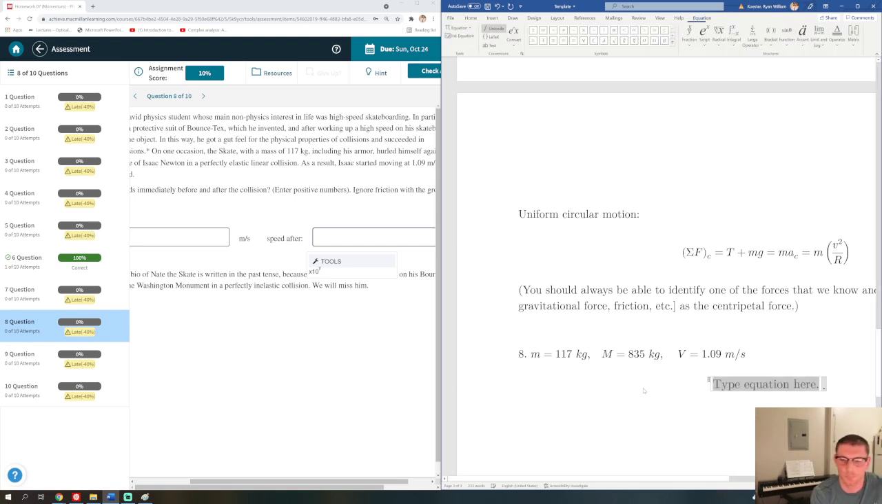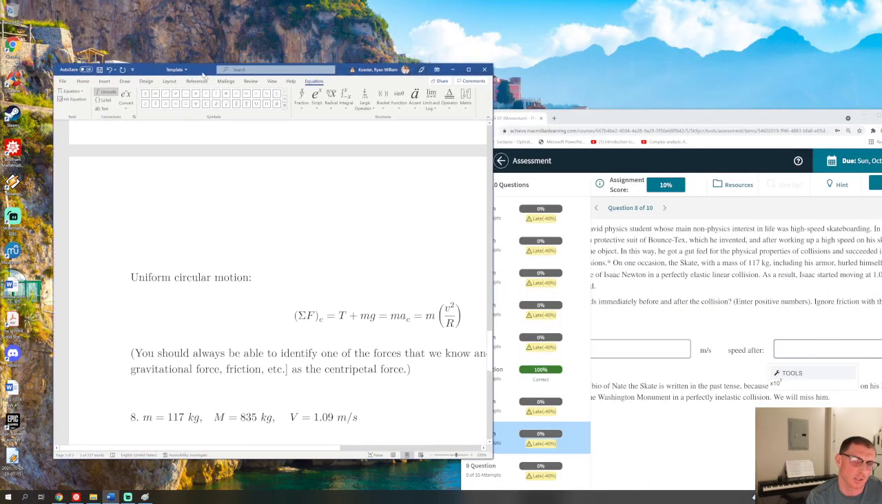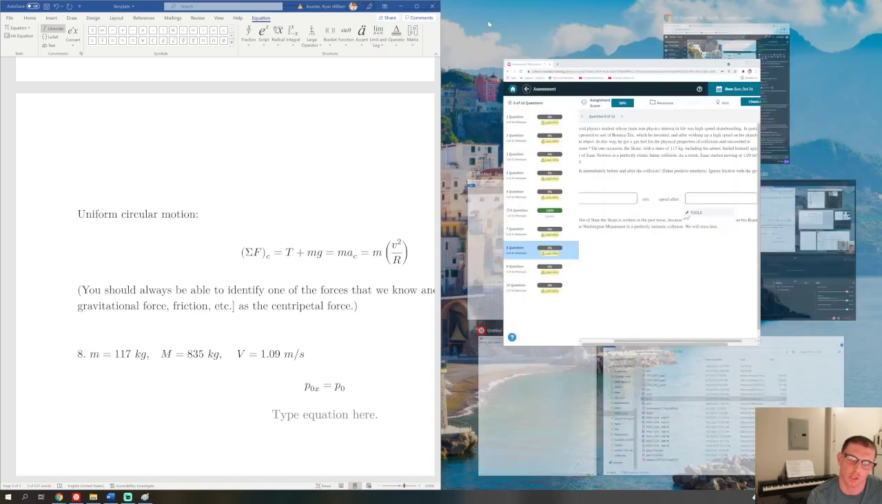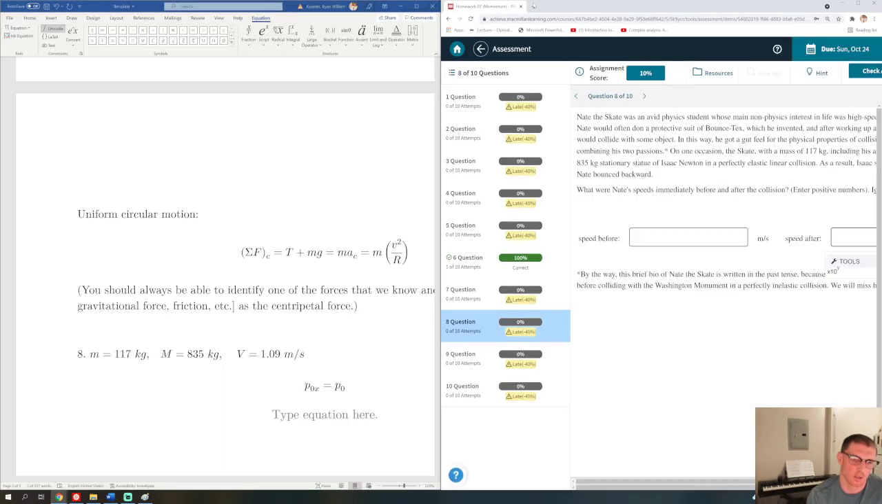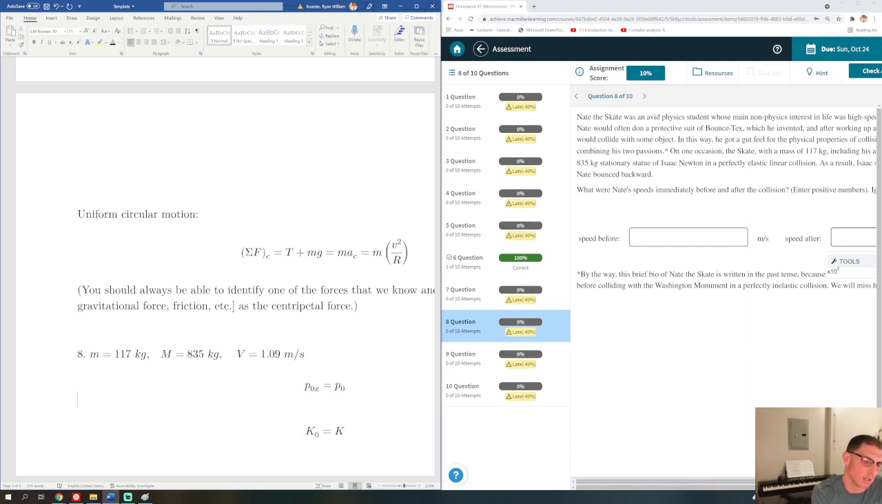So what we do is we just write out the conservation of momentum. Actually, I don't want to do that though, because OBS is really finicky, so I'll just switch this. This will be better. Good catch though, thank you. And then we also want to write out that the initial kinetic energy equals the final kinetic energy. And so we just fill this in.